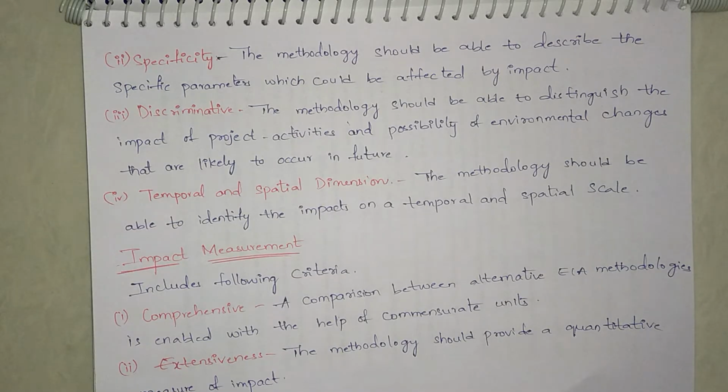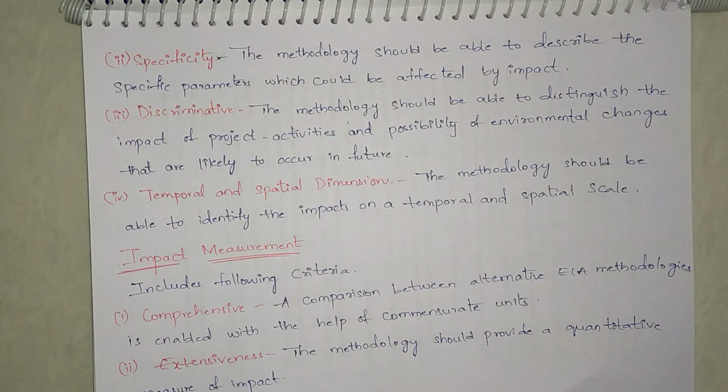Discriminative means it should be able to distinguish the impacts. That means it should not consider all the impacts together as one. It should be able to distinguish each and every impact of the project, and also how much possibility of its occurrence, like probability. And then temporal and spatial dimensions. The methodology you select should be able to identify the impacts on the temporal and the spatial scale as well. Temporal is time, spatial is land.